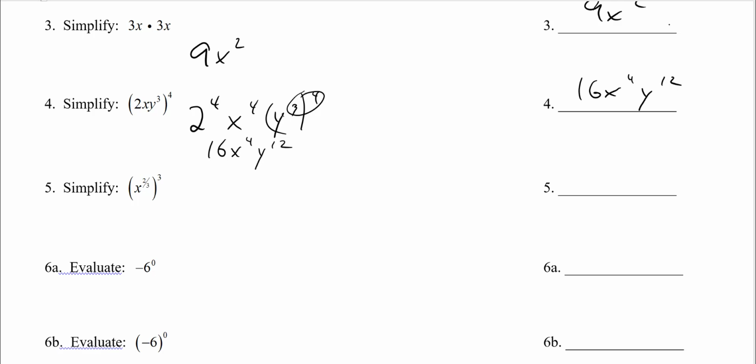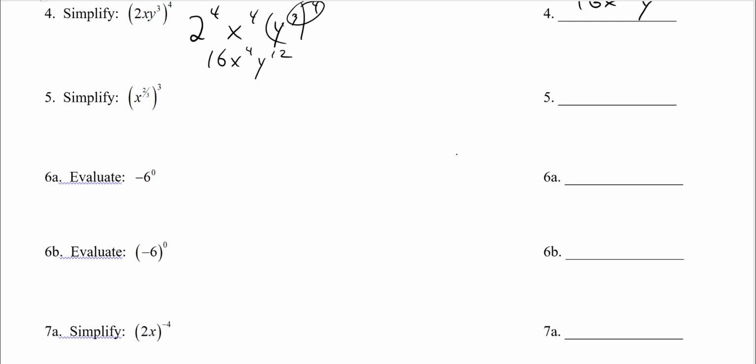Actually, I'm not going to write them in the right-hand side here. I'll just do the problems and then move on so we can get done with this. Remember, when you raise a power to a power, you multiply. So basically, you're taking your calculator and saying 2/3 times 3. Put it in your calculator. You get 2. So the answer to this problem is just x squared.